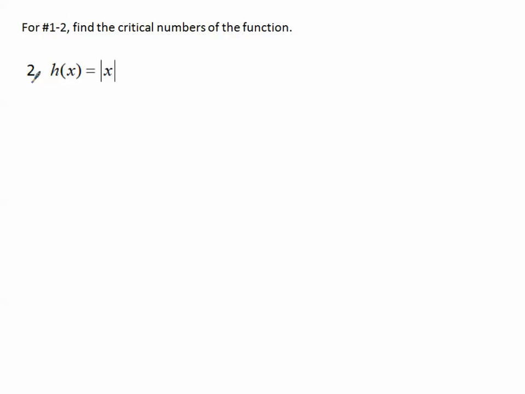Example number 2, h of x equals the absolute value of x. Before we can do anything with the absolute value function, we should split it up, rewrite it as a piecewise function. What does that look like? Well, we can think of this graph to help us, where the vertex is at 0, 0. So this part of the graph is the y equals x graph. This one is the y equals negative x graph, and the vertex is at x equals 0.